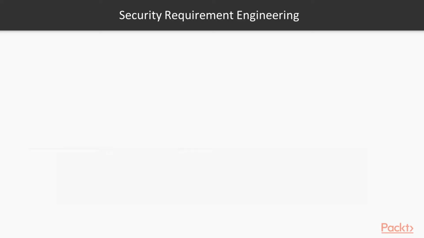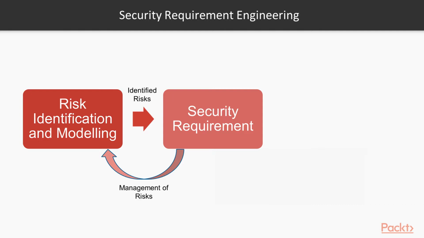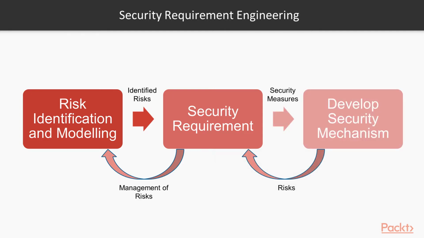The process of drafting security requirements starts by first identifying all the risks to which the system is vulnerable. These risks, once identified, are documented and help in creating clear requirements. These requirements in turn help in creating proper security mechanisms.